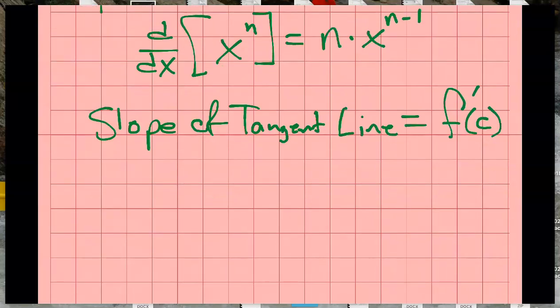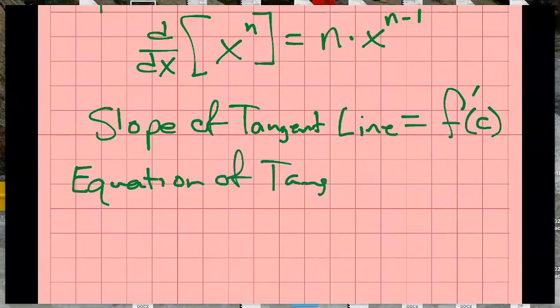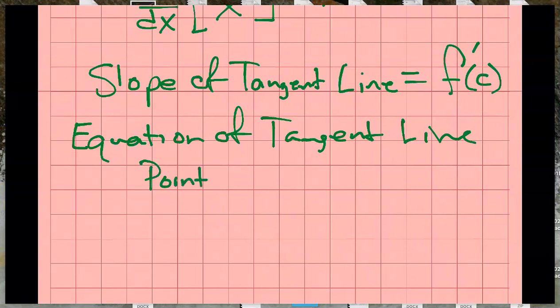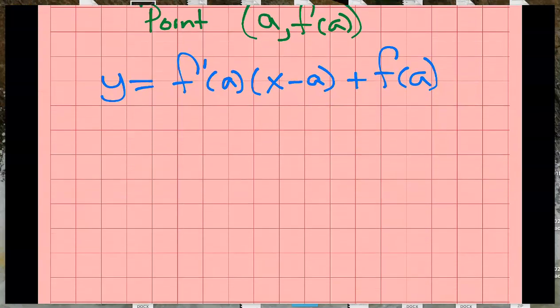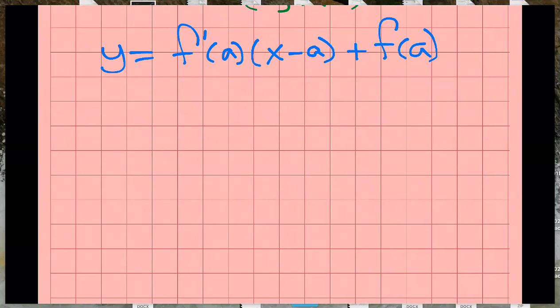If you're asked to write the equation of a tangent line, usually you'll be given some point. Maybe the point is a comma f of a. So when you're asked to write the equation of the tangent line, it would be y equals f prime of a times x minus a plus f of a. So you got the slope and you get the point. It's the same thing you've used throughout when you were doing problems in elementary school even, or maybe in 8th grade when you were doing linear stuff.